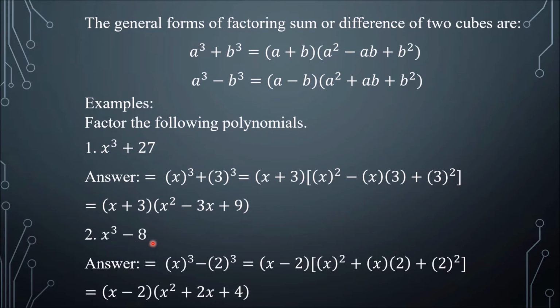X cubed minus 8. So we need to know if this is a sum or difference of two cubes. So x cubed is x cubed, 8 is 2 cubed. So this is a difference of two cubes. Now following general form number 2, we have a minus b is x minus 2, because x is a and b is 2. So a squared, x squared, ab is x times 2, then b squared, 2 squared. This is plus, this is plus. Simplifying that, we have x minus 2 times x squared plus 2x plus 4.